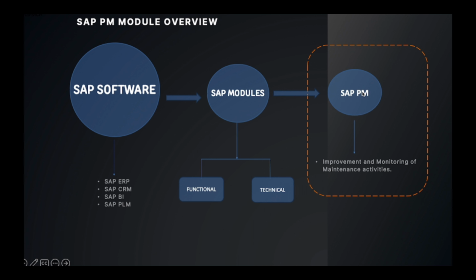What is SAP PM? It's basically an acronym for Software Application Products, Planned Maintenance. And we had previously learnt that SAP PM is an SAP module and a functional SAP module under the SAP ERP software. Now, what SAP PM does, in summary, is to help in the improvement and monitoring of maintenance activities. And so I would explain how SAP PM does this.